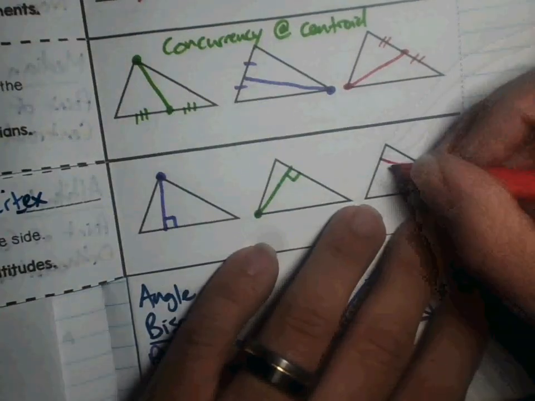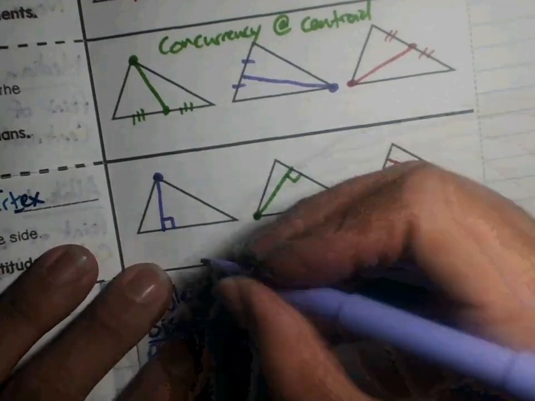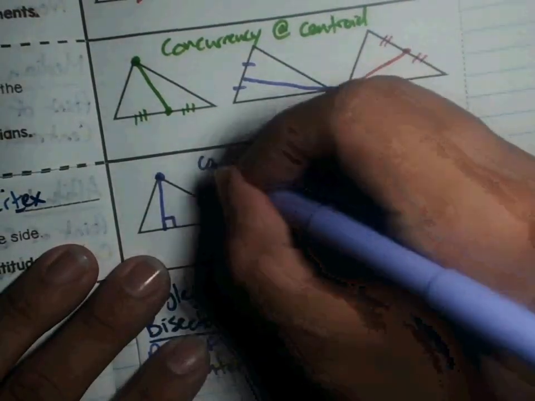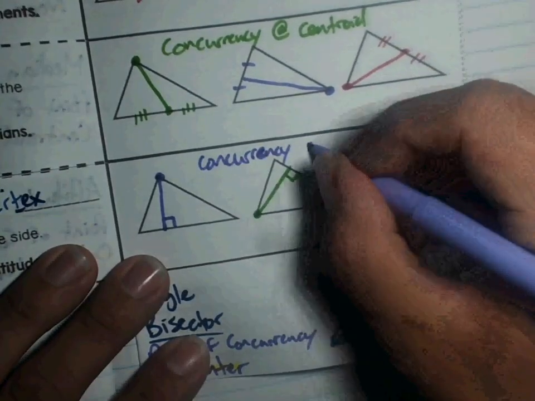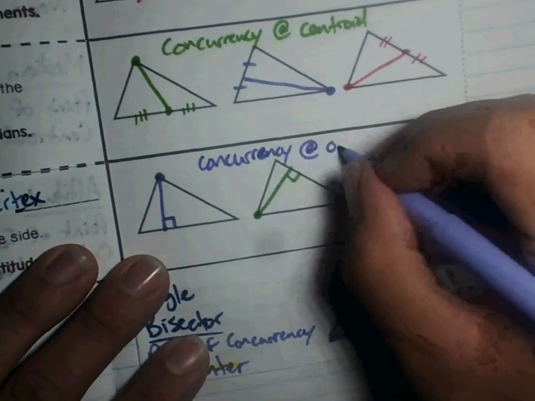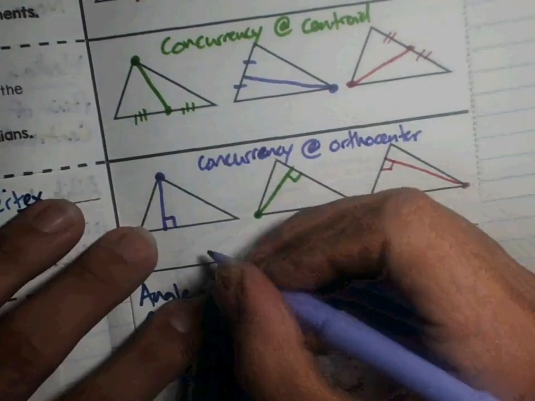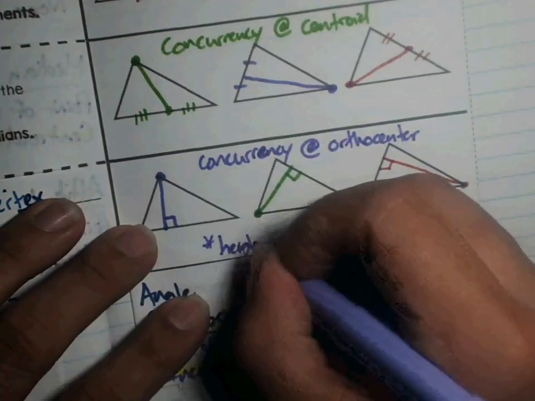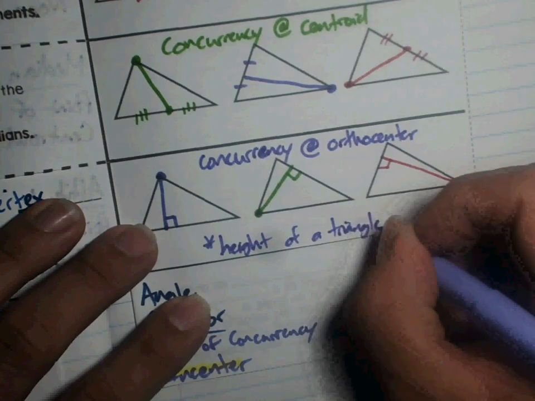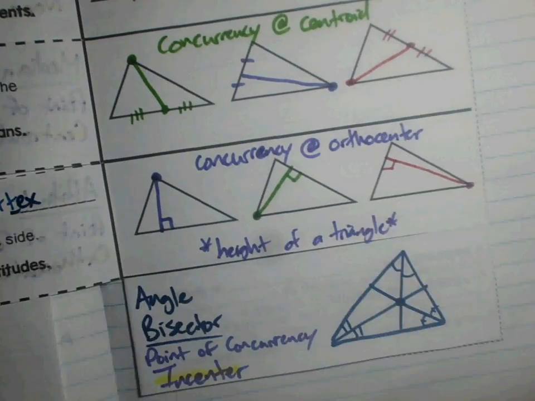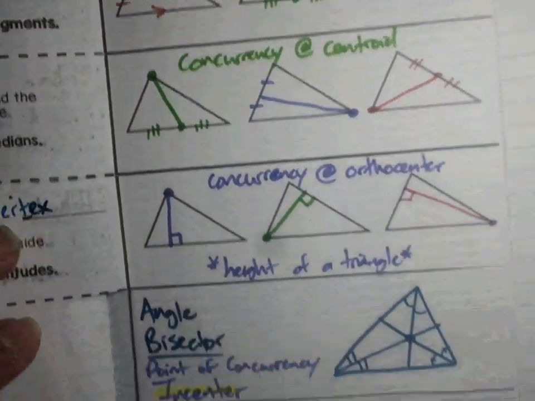And like I said, the concurrency is at what we call the orthocenter. Technically, this is the height of a triangle. It's a small thing to note, but notice the difference between all these different things we've looked at. Okay, and the last one is an angle bisector.